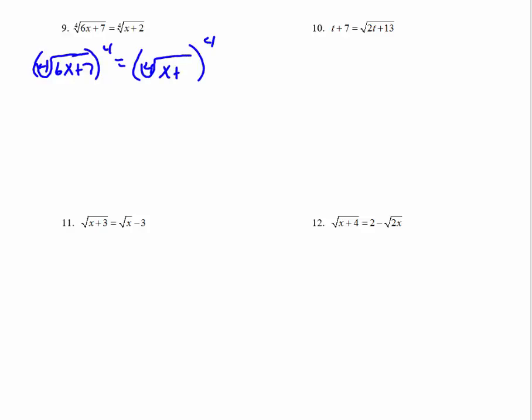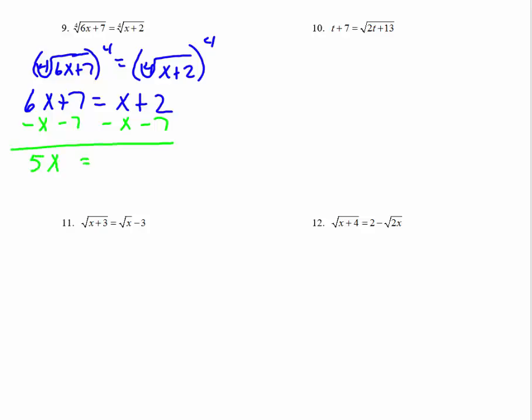So the fourth power and the fourth root cancel each other out, so I'm just left with 6x plus 7 equaling x plus 2. This is back to a linear equation, so I'll take x's to the left-hand side and I'll take numbers to the right. When I subtract 6x minus x, I get 5x, equaling 2 minus 7 is negative 5. Divide both sides by 5, and I end up with x equaling negative 1. It does check, and I'll let you check that one on your own.